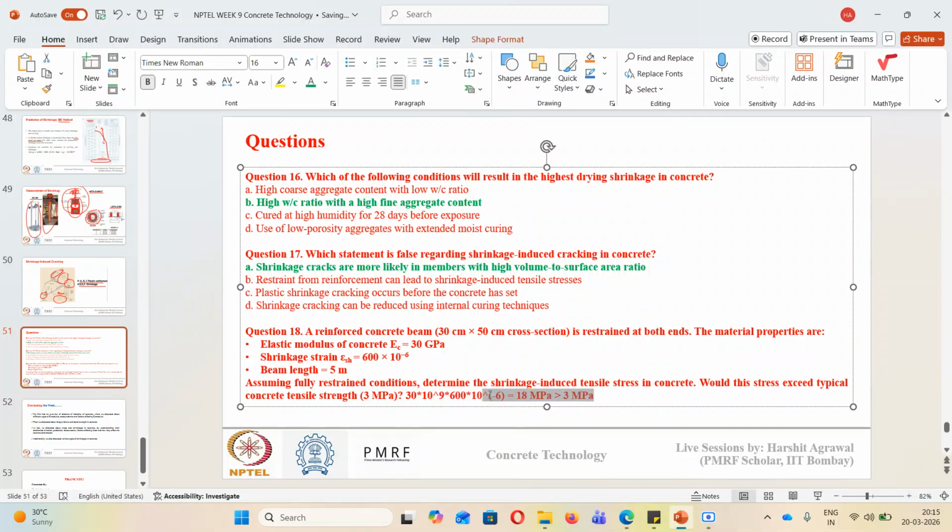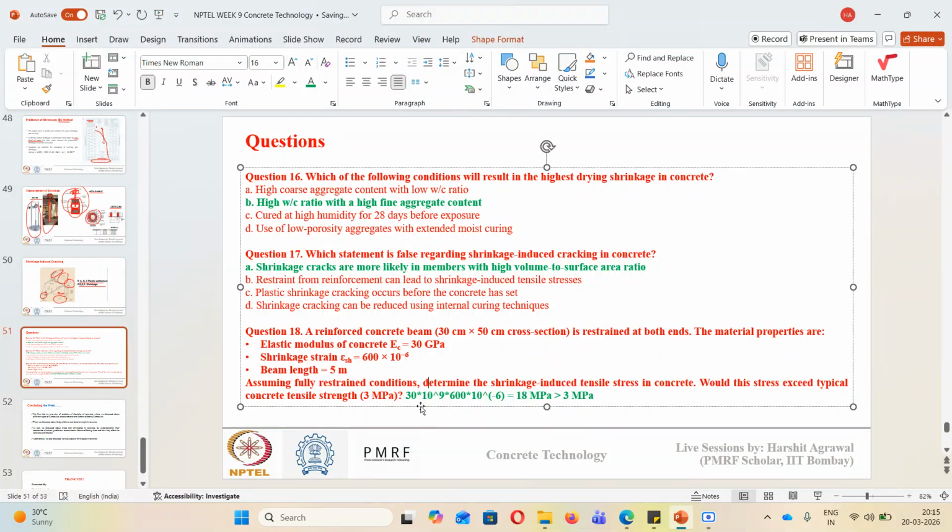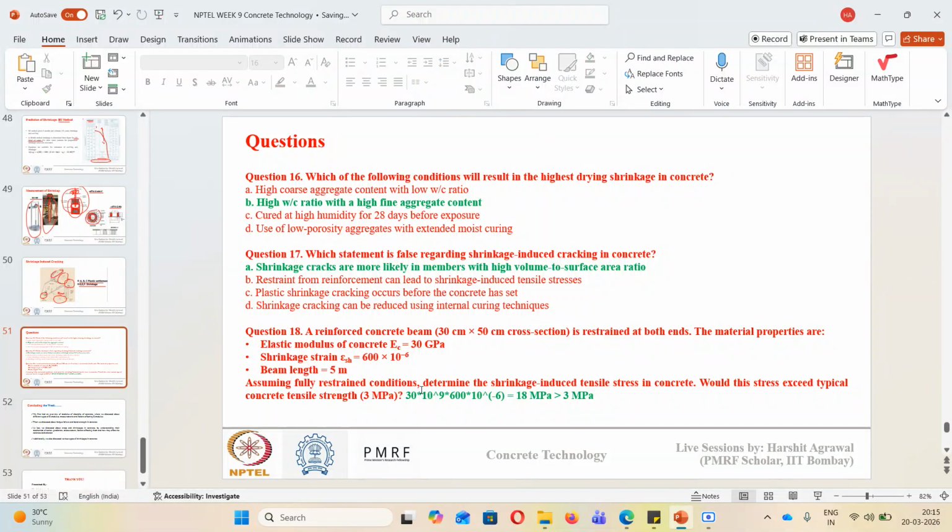Okay. Such questions have high chances that they can be asked in exams, because this is a very simple question. You are just applying different concepts. First is how modulus of elasticity is related to stress and strain. Then once you get the stress, how you are determining whether it is severe or not. So two concepts have been used here.